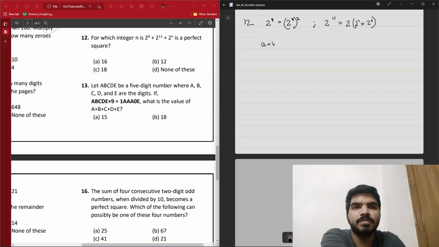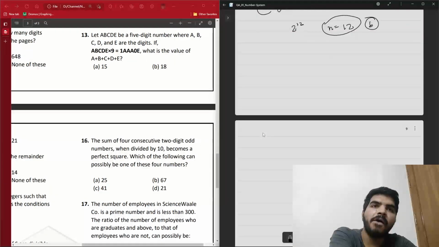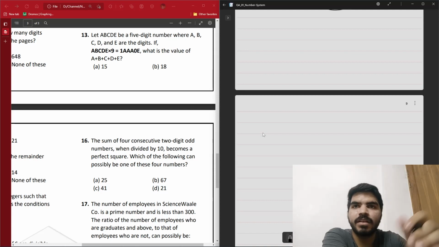What is (a plus b) whole square? This is a perfect square. The property is a square plus 2ab plus b square. If you can figure out, this is a square, this is 2ab. Now b is 2 to the power 6. So what should be b square? 2 to the power 12. N must be equal to 12. Option B.